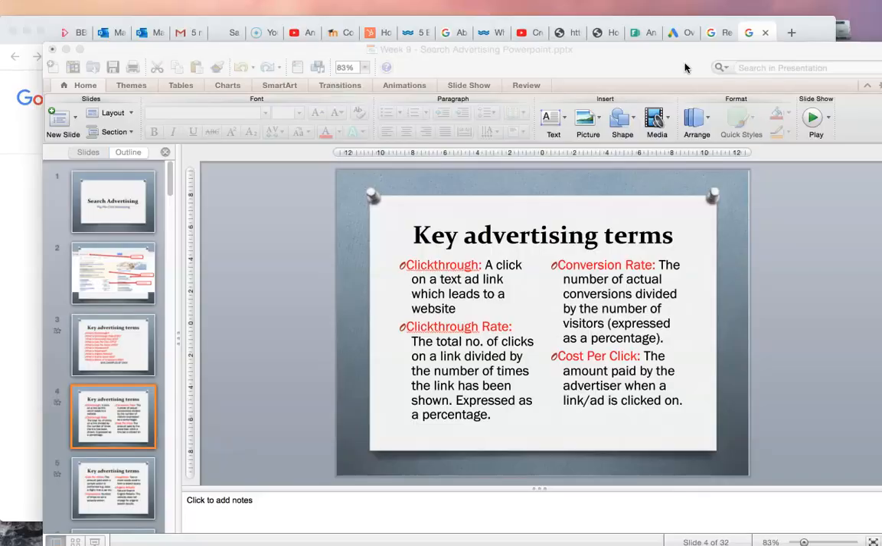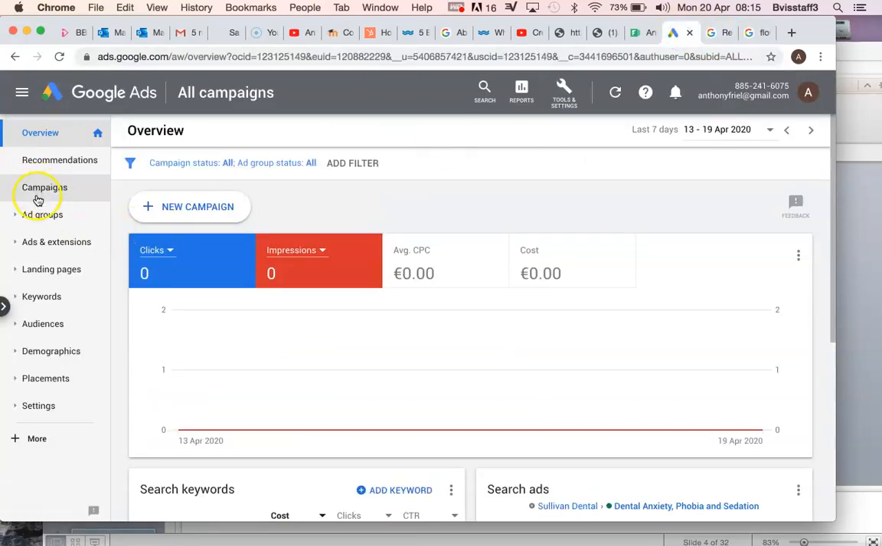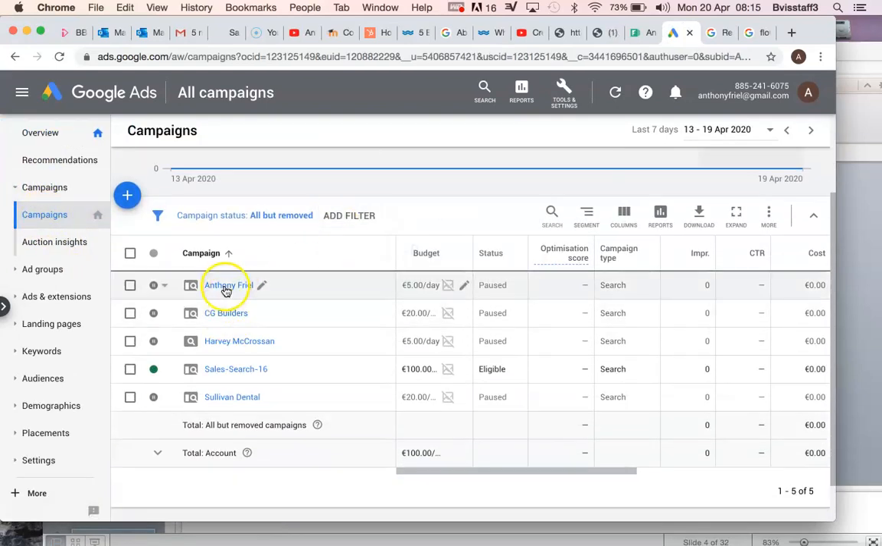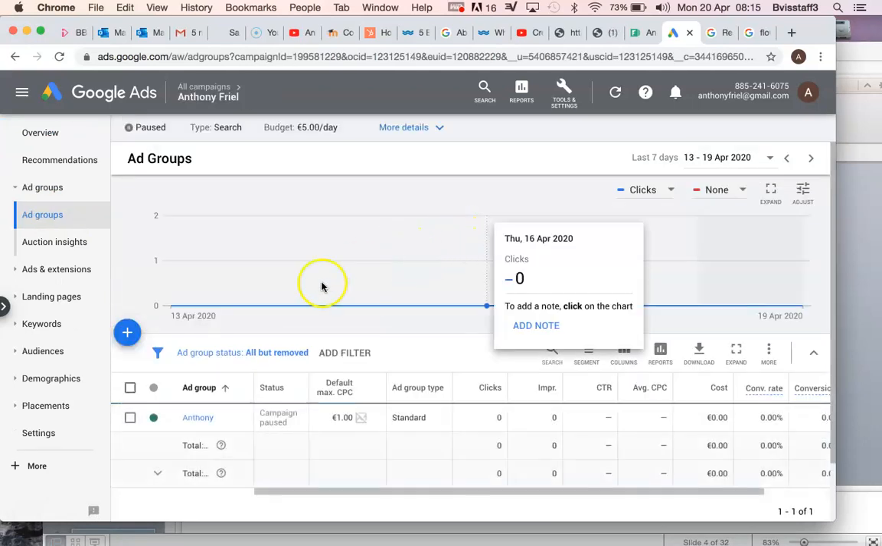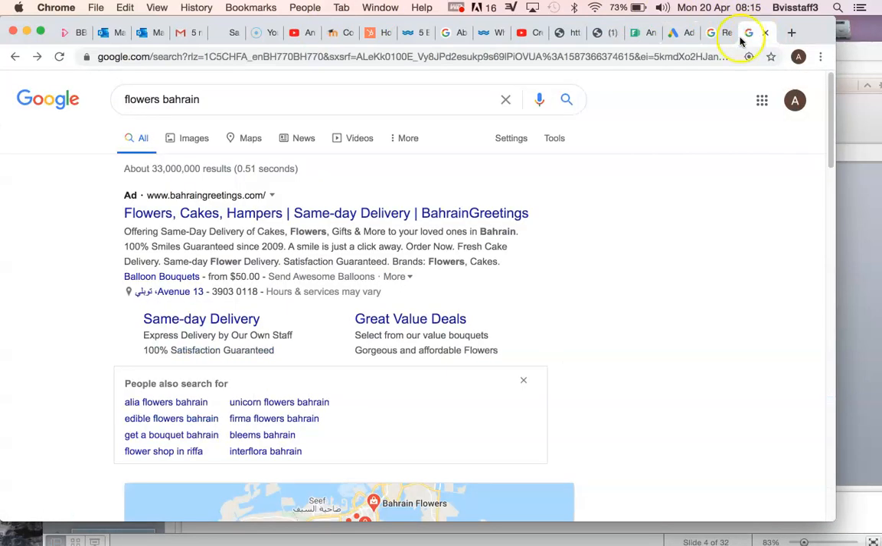So again, if we just go back and look at this, we know that a click-through is when I click on it. However, if I owned Bahrain Greetings or a flower shop, I would have this information provided in Google AdWords. They have all the analytics where you can look at previous campaigns. Sorry, some old ones here, where they have all the details, things like click-through rate, where you can measure how well your campaign is going.